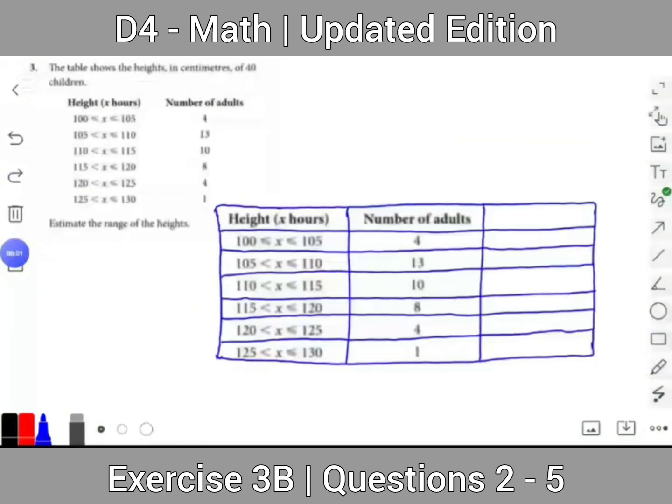Now for question 3, the table shows the heights in centimeters of the 40 children. So heights are given in the first column, and in the second column the number of children, or the frequency, is given. Estimate the range of the heights. So first we have to find the mid values x, because the class intervals are given and we cannot find the estimated range directly from this data. So we have to find the mid value x of each class interval.